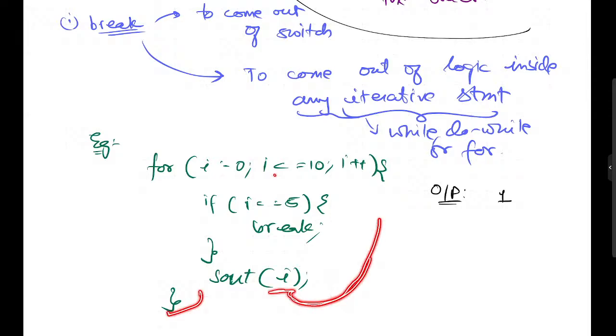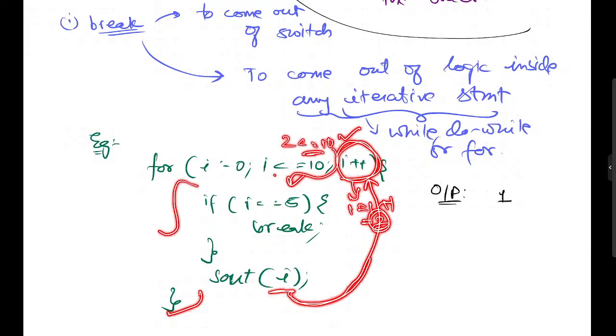Then after the body is over, it will go to the updation step. The updation step says I equal to I plus 1, which is 1 plus 1, that is 2. Is 2 less than or equal to 10? That is true. Go in and start executing the body.